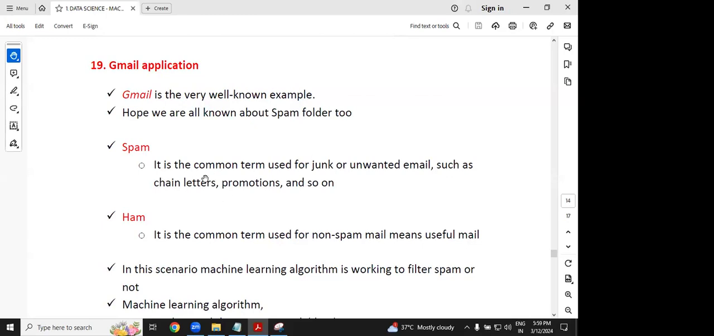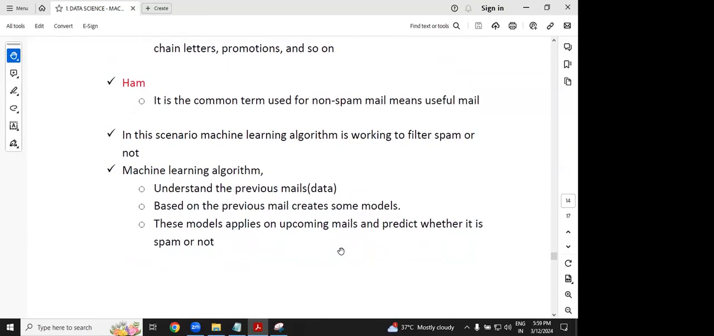It is a very common word used for junk or unwanted mails, such as chain letters, promotions, and so on. Am I right? The opposite word is ham. It is called a useful mail, a common term for non-spam mail. In this scenario, the machine learning algorithm works like a filter for spam or ham.